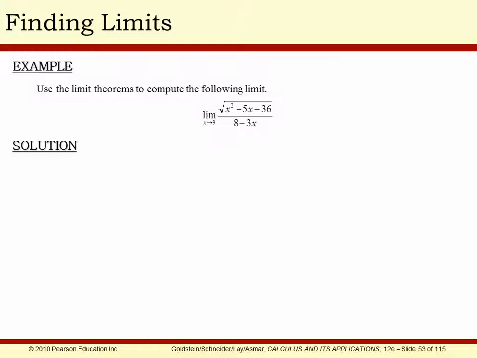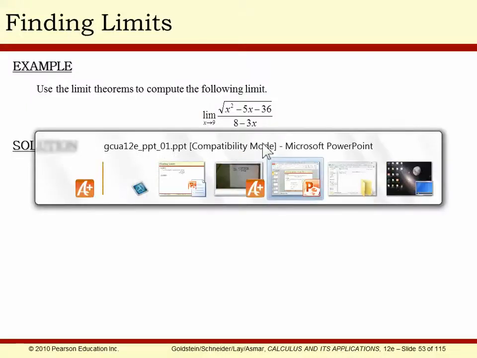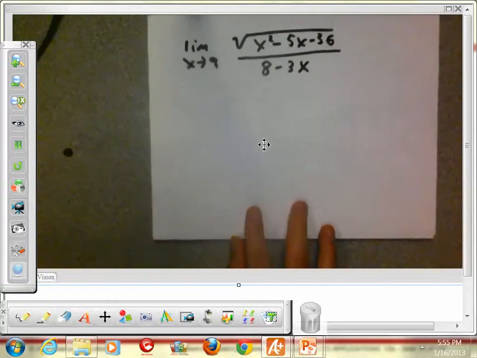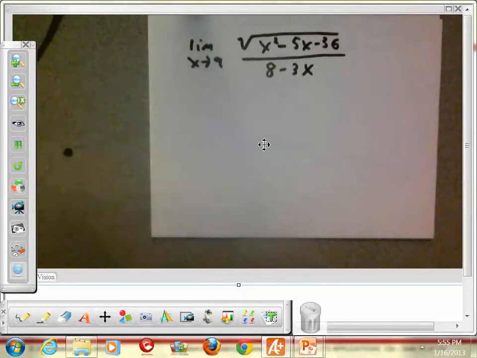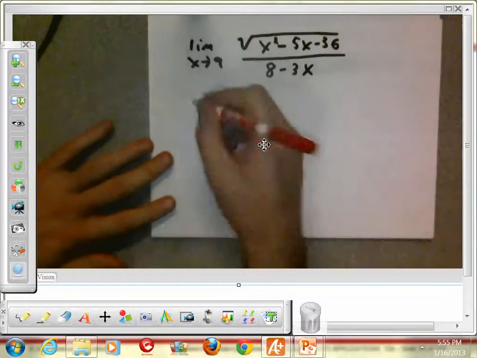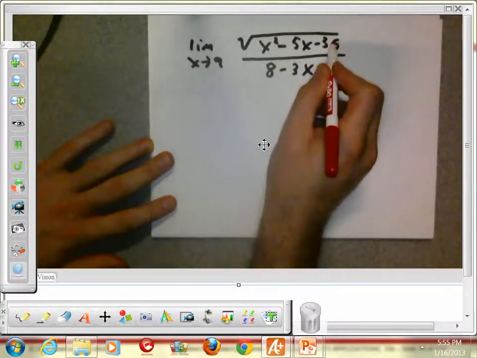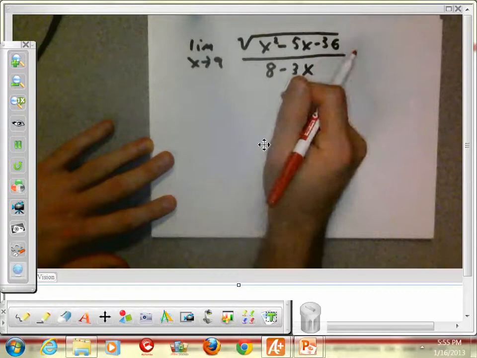Okay? Now, normally you're not going to go through all the steps I'm going to go through, because you'll just be able to see it more easily. The first thing I'm going to note is a square root is a 1/2 power, so I can bring limits inside square roots.